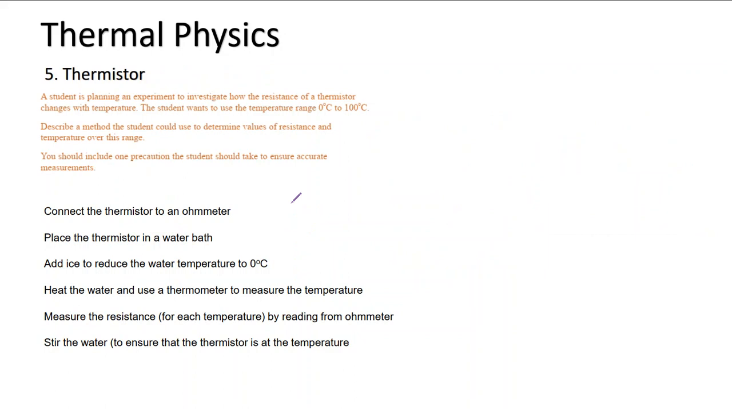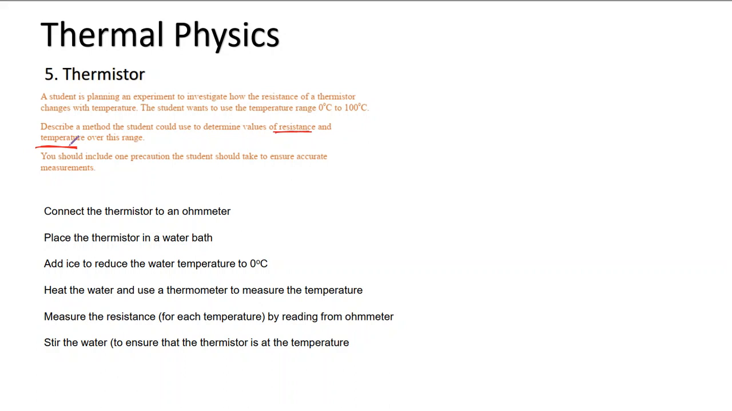Then you have thermistors. This is somewhat of a topic from Unit 2 actually, but it's a cross-unit question. So thermistors can be used as temperature sensors. So let's see what the question says. A student is planning an experiment to investigate how resistance of a thermistor changes with temperature. The student wants to use a temperature range of 0 degrees Celsius to 100 degrees Celsius. Describe a method the student could use to determine the values of resistance and temperature. So you have to find out the values of resistance and temperature. You should include one precaution.